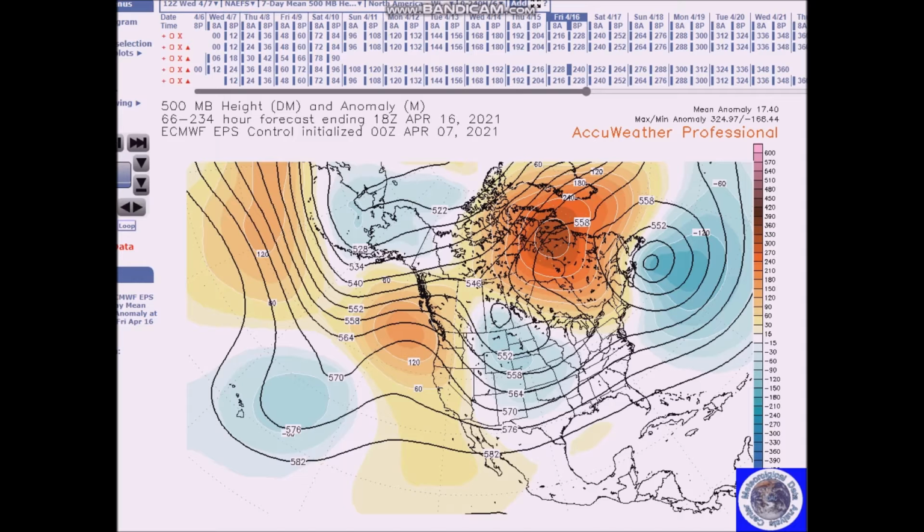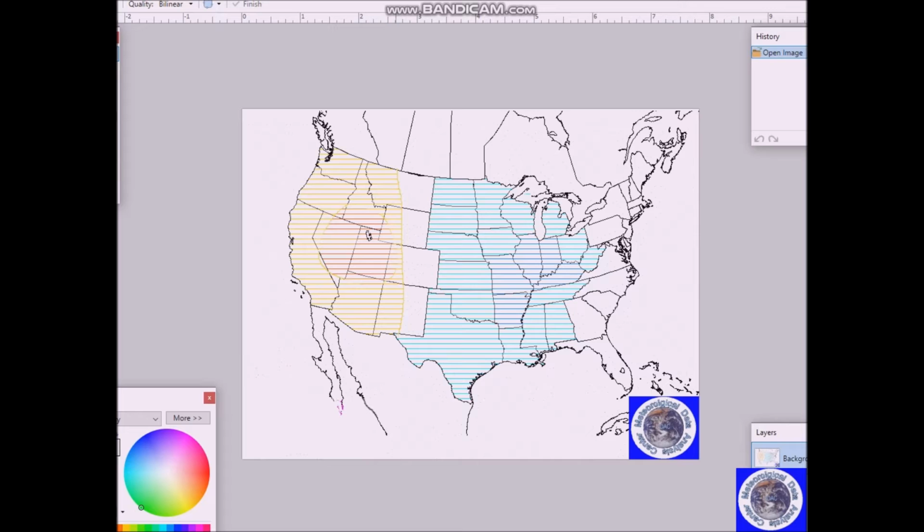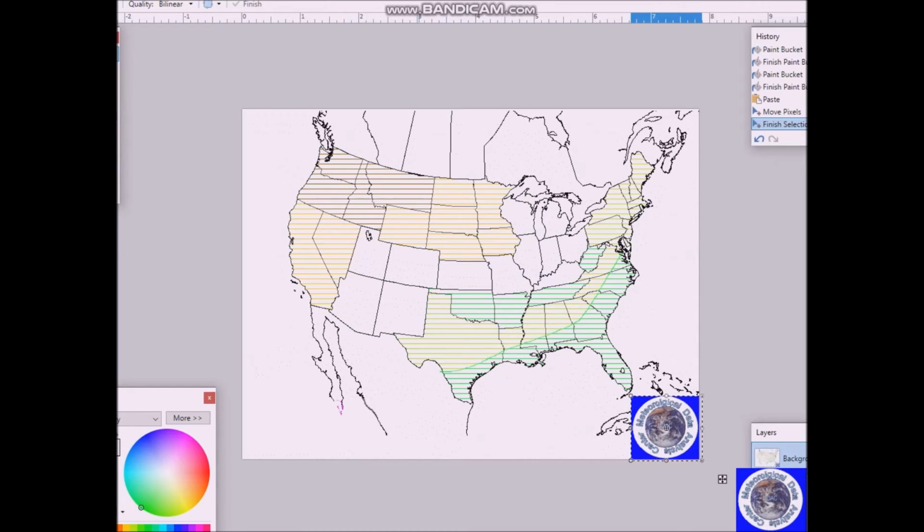So for this forecast period, I am forecasting above normal temperatures here, and I'm forecasting anomalies of 2 degrees or more above normal. Below normal temperatures forecast here, and I'm forecasting anomalies of 2 to 6 degrees below normal. For precipitation, calling for below normal precipitation for this region here. Probability of occurrence is 35 to 40%, and we have above normal precipitation for this region here, and the probability of occurrence is near 40%.